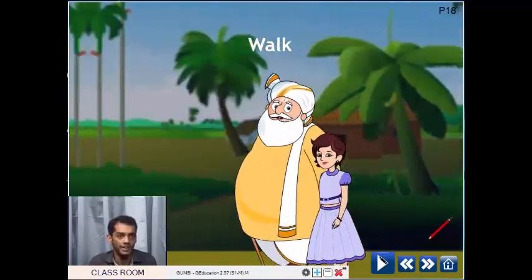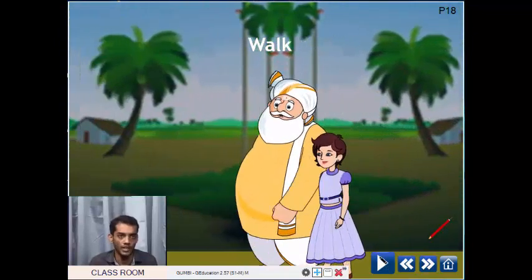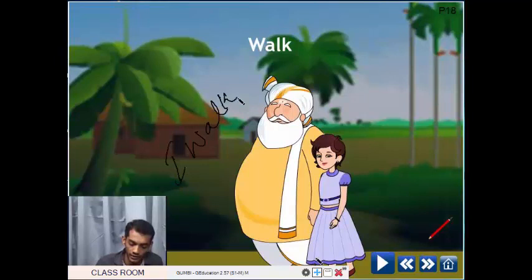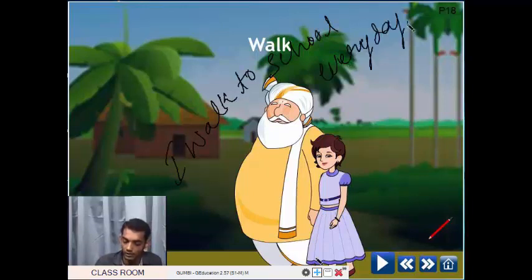Walk is the action word. They are walking in the field. I walk to school every day. Good.